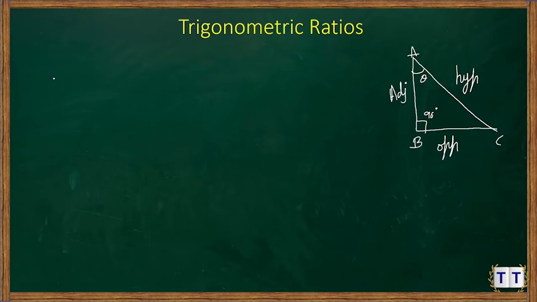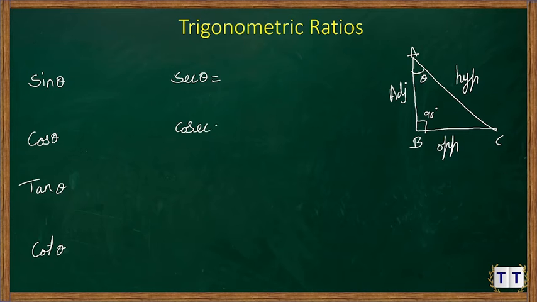Now we have six trigonometric ratios. First is sine theta. The second one is cos theta. The third one is tan theta. The fourth one is cot theta. The fifth one is sec theta, or you can call it secant theta. And the sixth one is cosec theta, or you can call it cosecant theta.